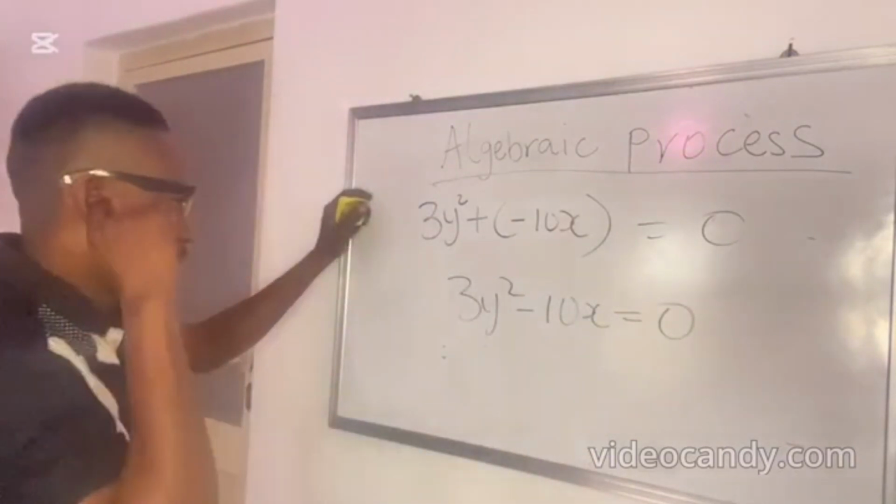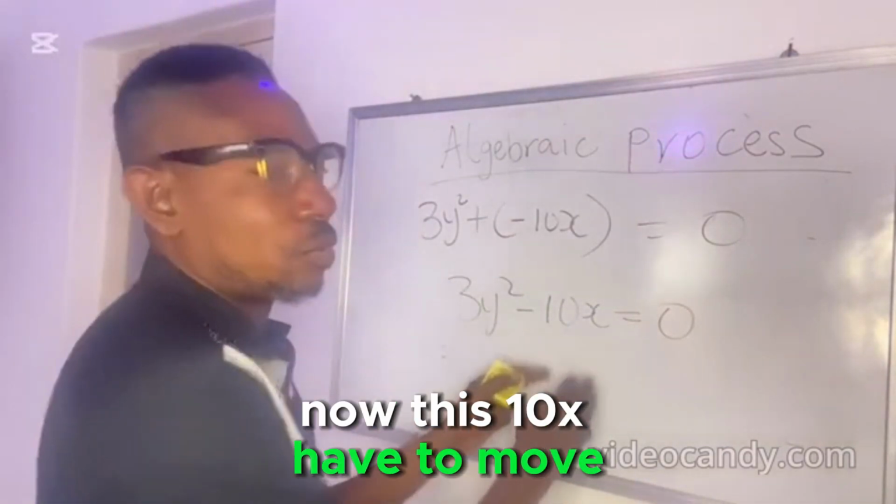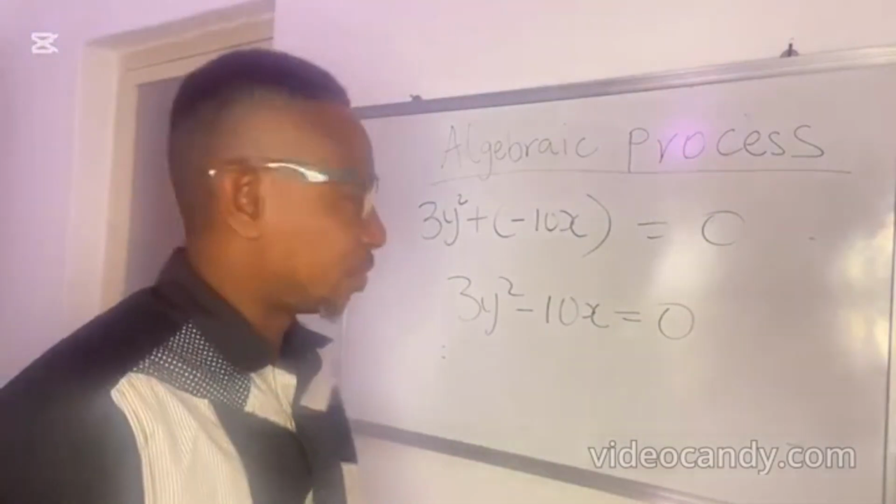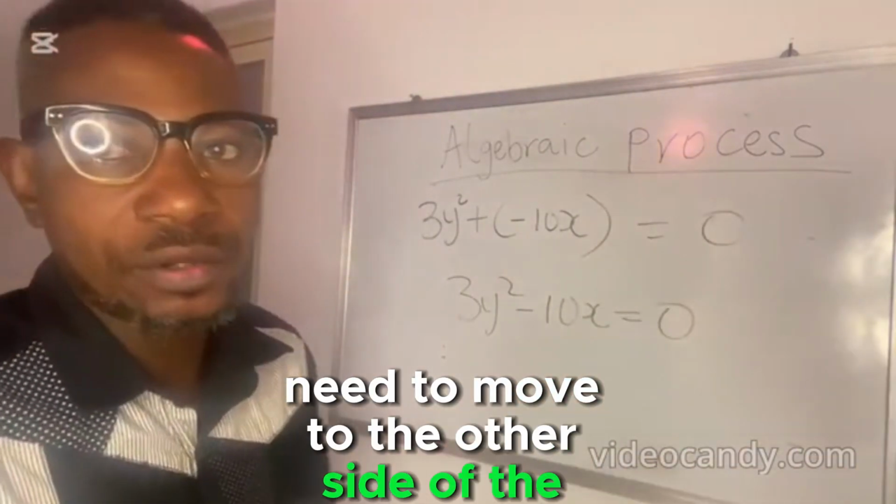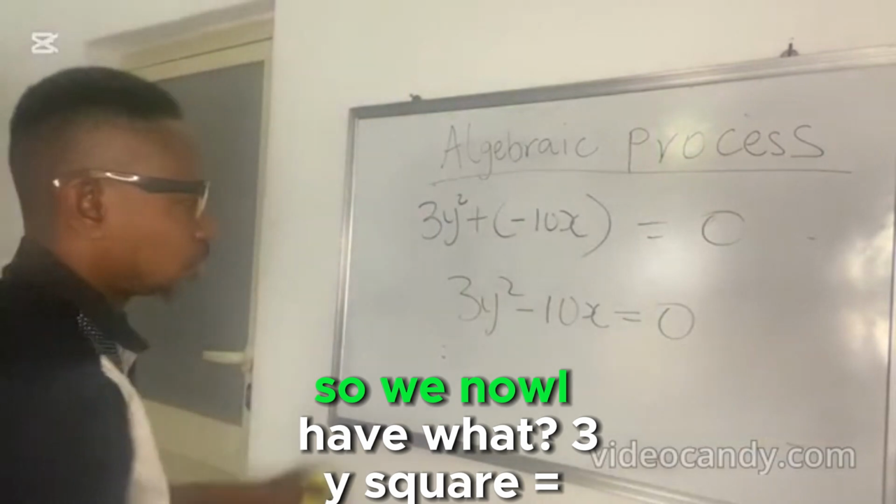Now, because we are looking for the value of y, this 10x needs to move to the other side of the equation. So we now have what?